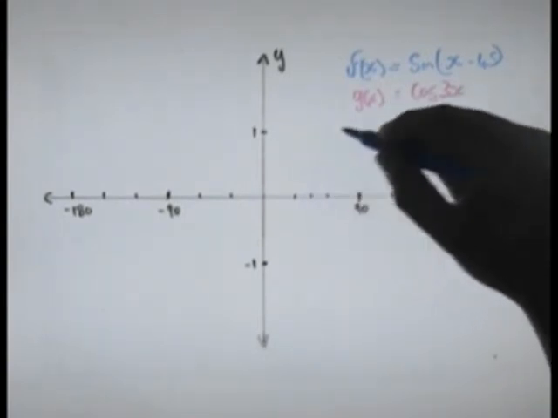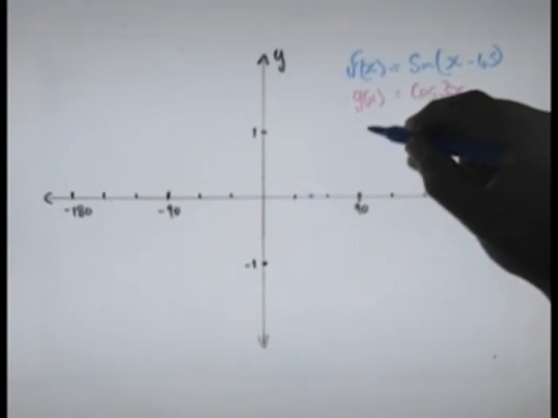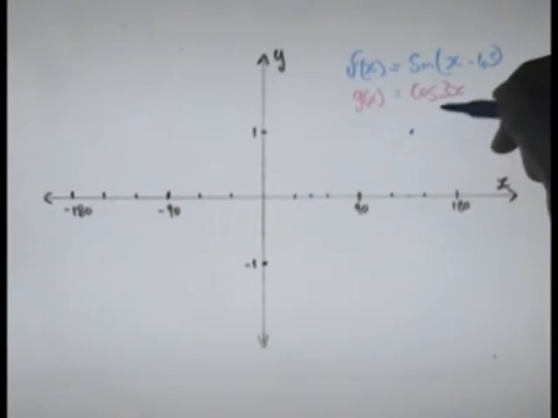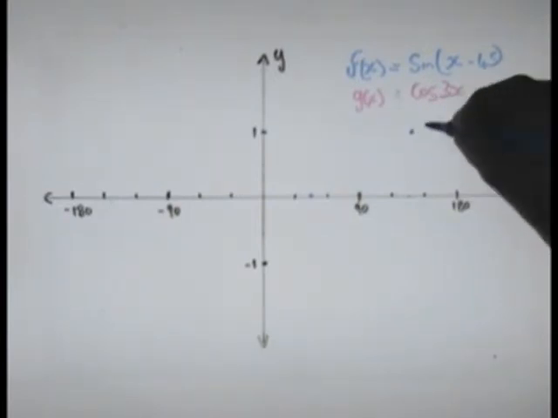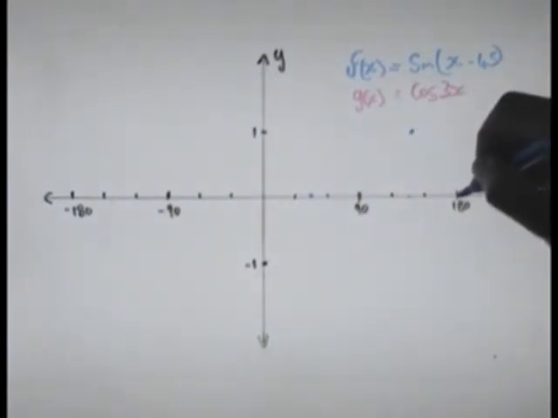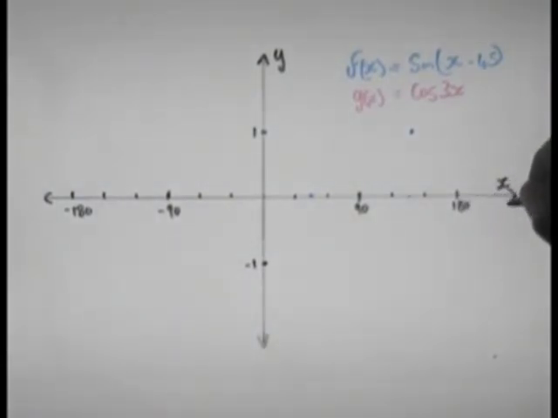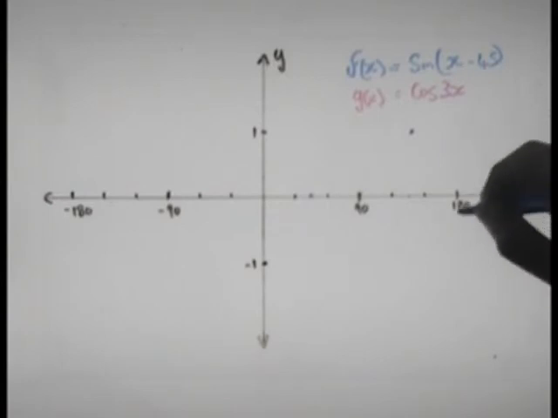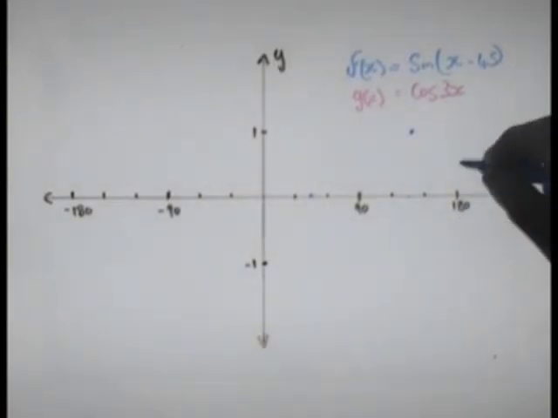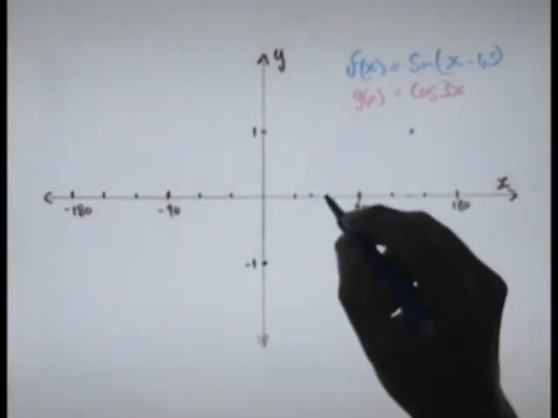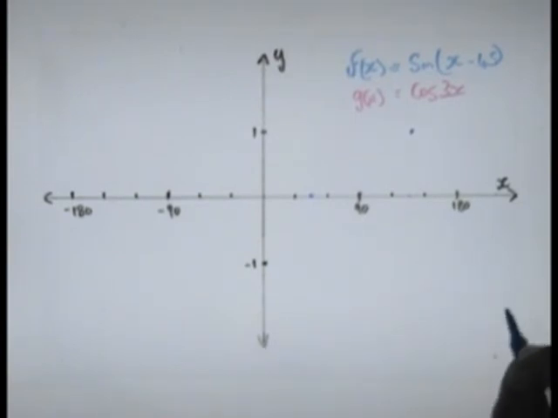Instead of it peaking at x is equal to 90 degrees, it's going to peak at x is equal to 135 degrees. And then instead of it coming down back to 0 at 180 degrees, it's going to come back down to 0 at 225 degrees, which is somewhere over here. Now we are stopping at 180 because I did give you the range from negative 180 degrees all the way up to 180, but we'll sort it out now.